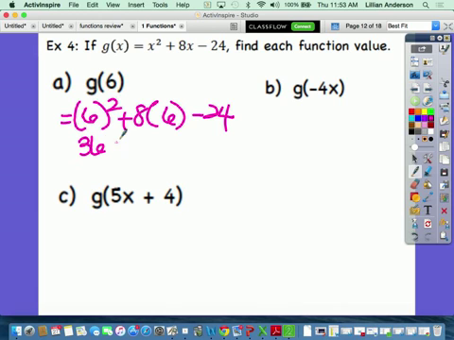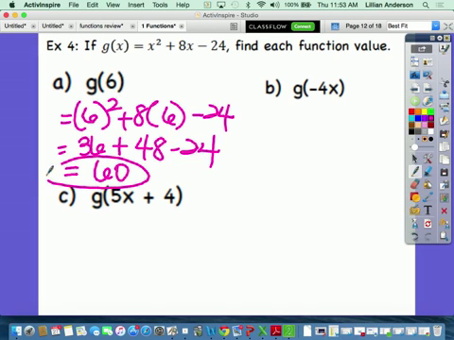6 squared, anybody? 36. 8 times 6 is 48. When we add those together and then subtract, we get 60, because we don't need a calculator. Quick thing to help you out: 48 minus 24 is 24, and 36 plus 24 is 60. Okay? Good.